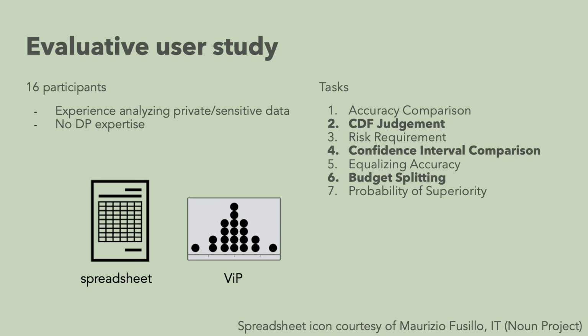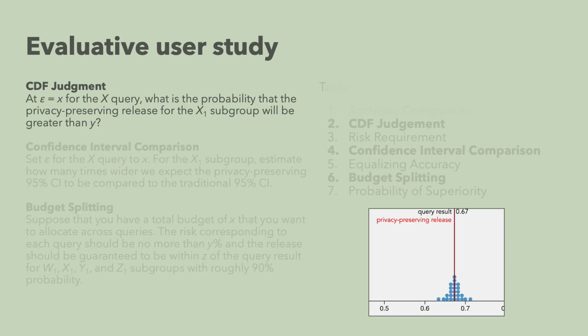The study's results showed that VIP helped participants more correctly answer CDF judgment and confidence interval comparison questions. We also found some evidence that VIP may help with the budget splitting task. Let's go through examples of these 3 task types. Details on the other tasks are in our paper. CDF judgment tasks asked participants for the probability that a privacy-preserving release would fall into a particular range at a given privacy budget. To answer this question, participants used the quantile dot plot to make quick calculations.